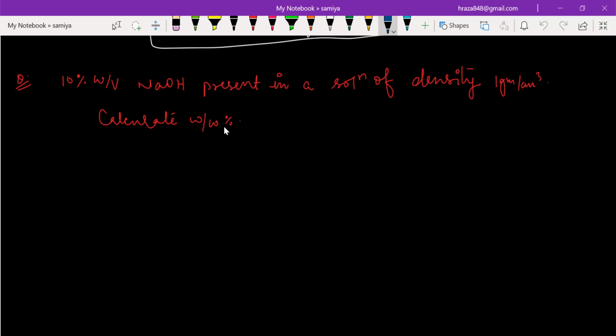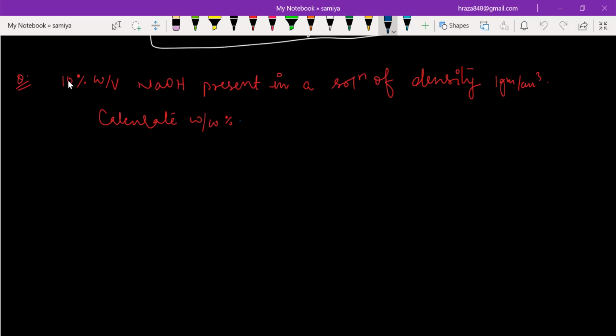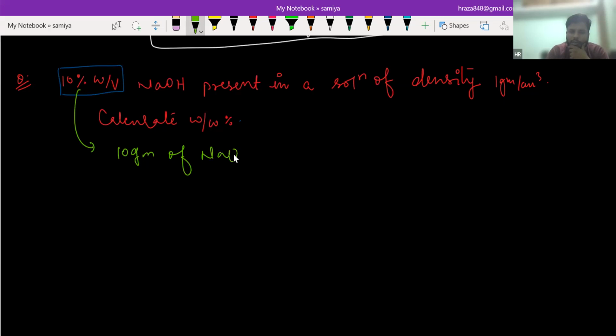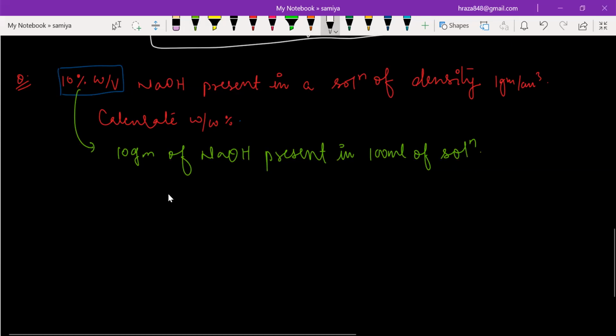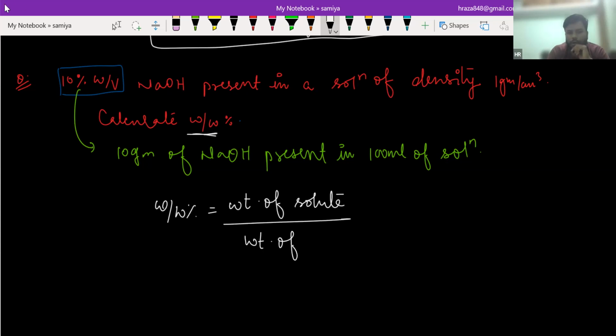Sir, I'm getting 10 gram. 10%. See, this is basically 10% weight by volume. What does this mean? This means 10 gram of solute or NaOH present in 100 ml of solution, right? Samya? Yes, sir. Now you can see we need to calculate weight by weight percent, and weight by weight percent has a formula: weight of solute upon weight of solution into 100. Your answer is very right.